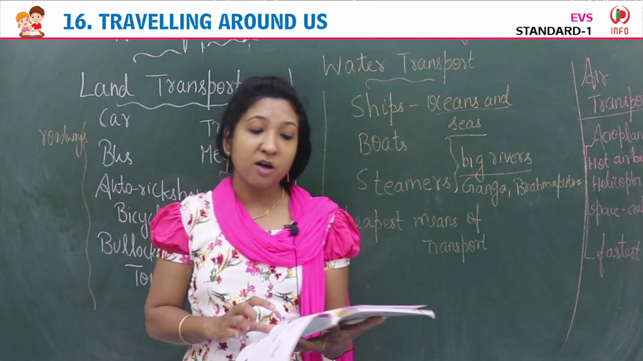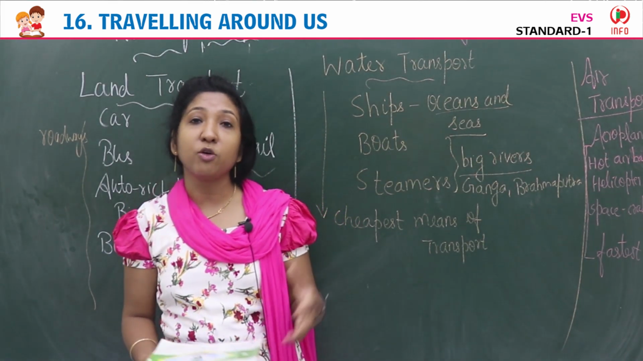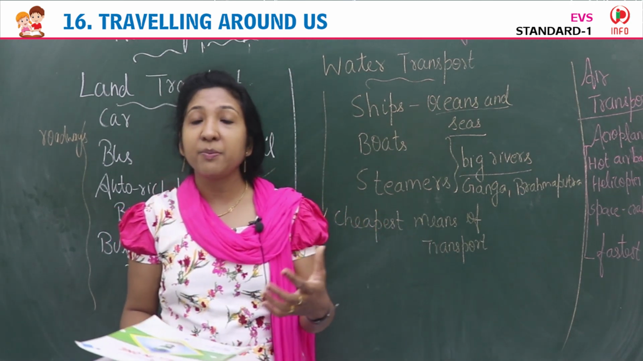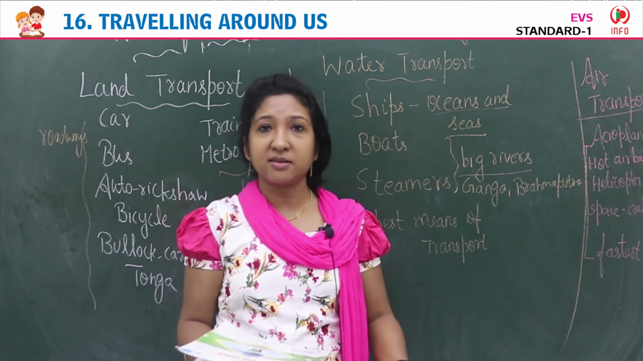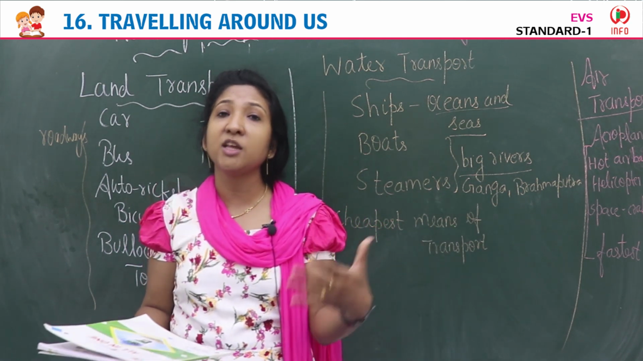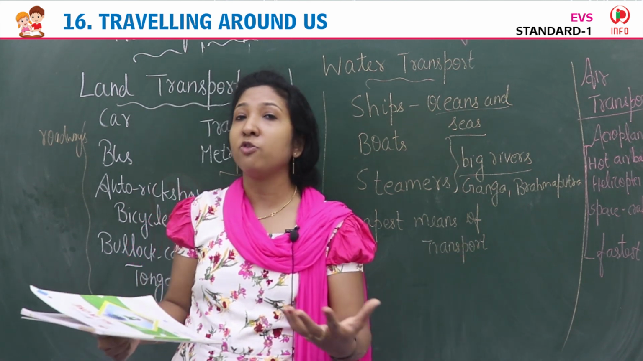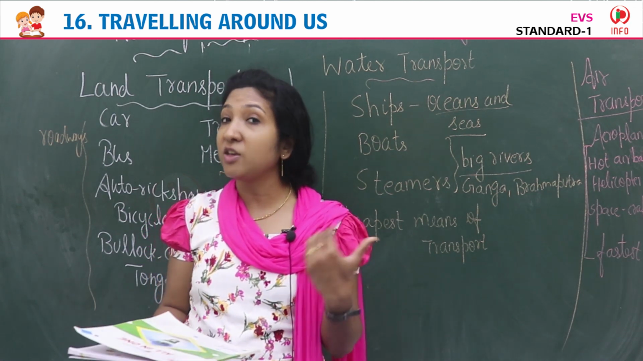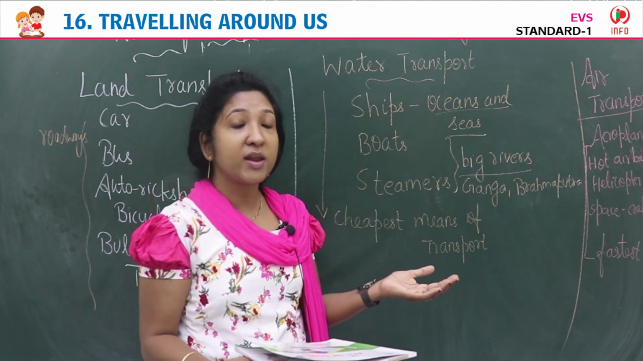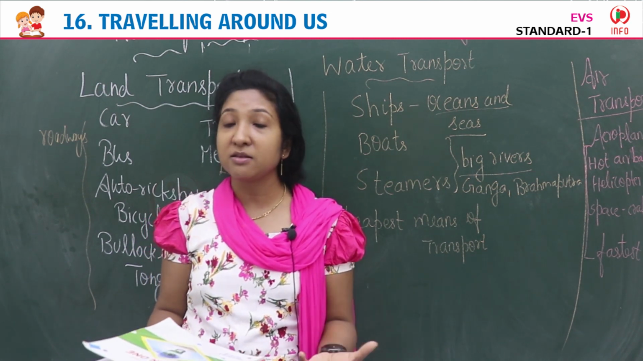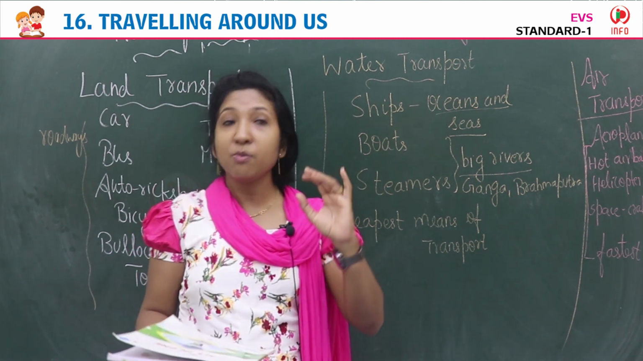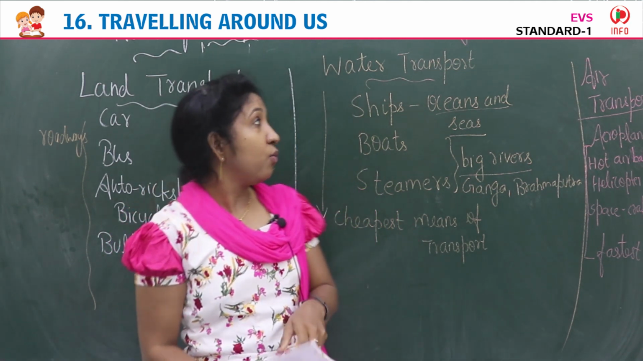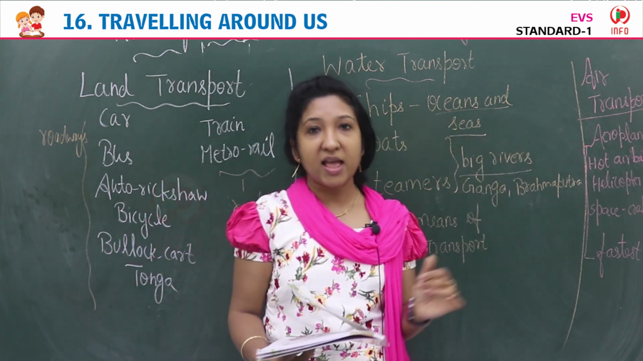So we learned about the means of transport, or the modes of traveling around us. People want to travel to many places. They are not fixed at one place. So we need to go to several places, and for that we use different means of transport. The vehicles that we use to travel from one place to another are called means of transport. And there are three modes of traveling: land transport, water transport and air transport.